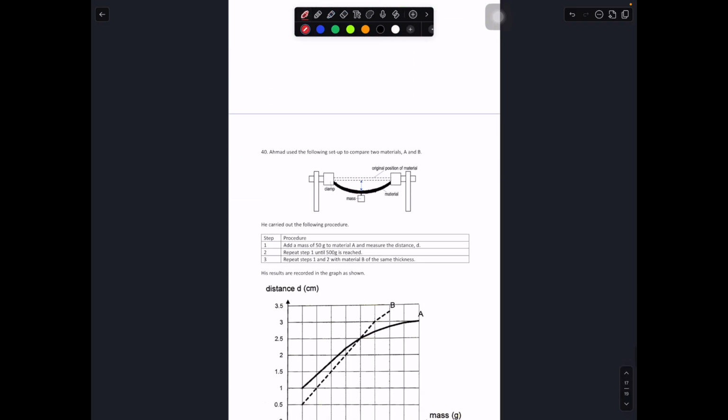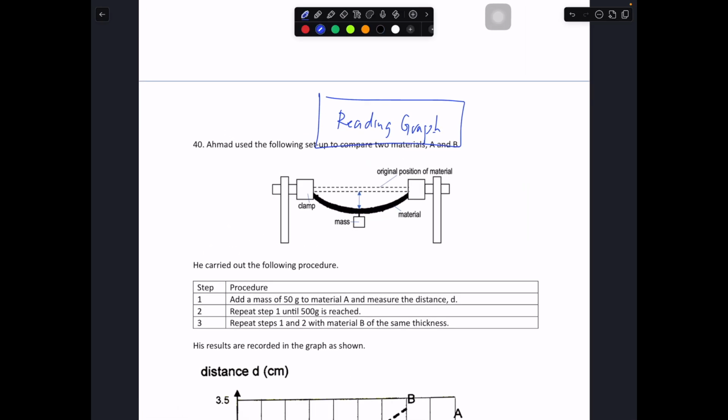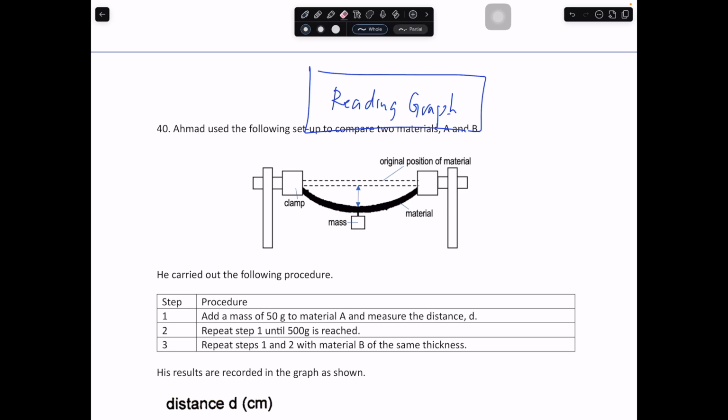This is actually more about reading graph, and obtaining information from graph. So Ahmad used the following setup to compare two materials, A versus B. So you take a look at this setup.